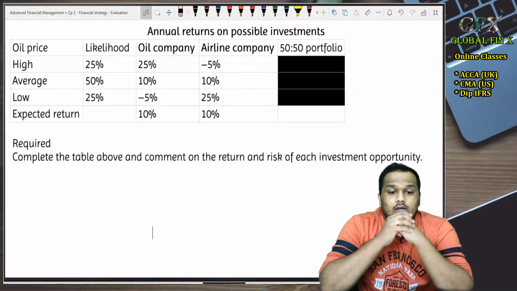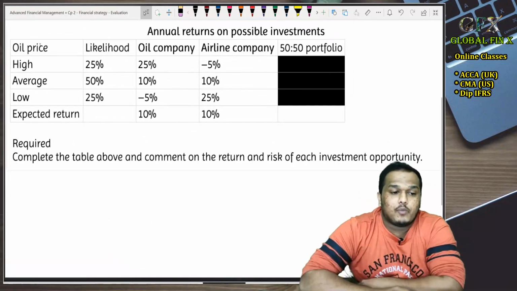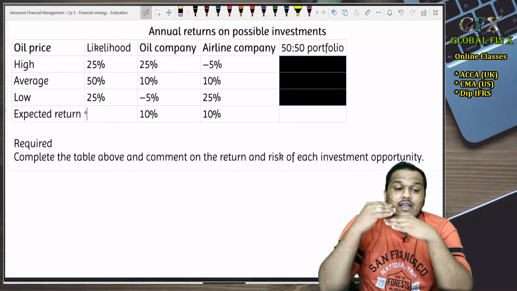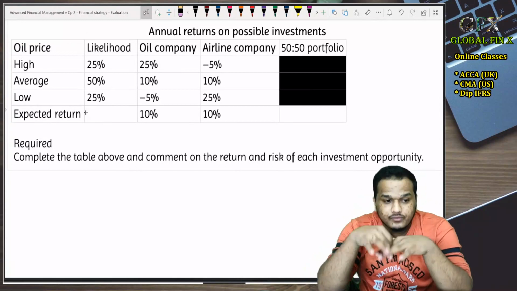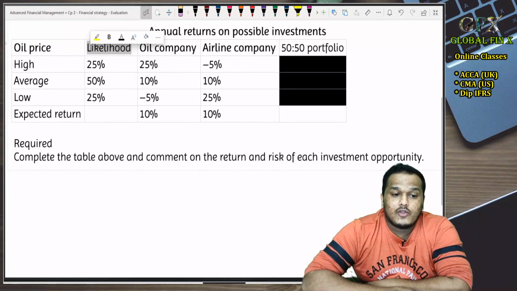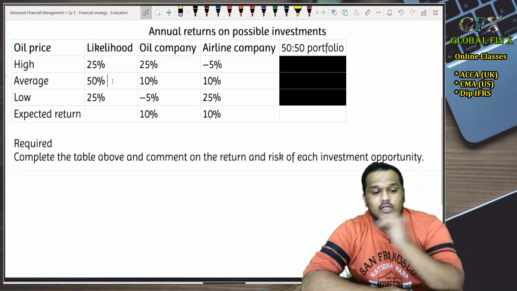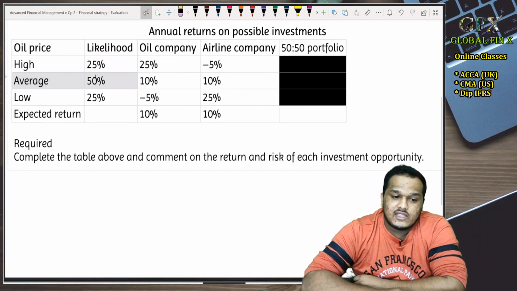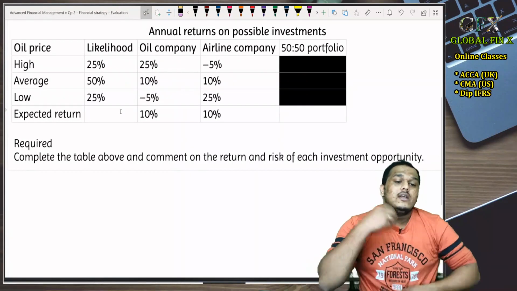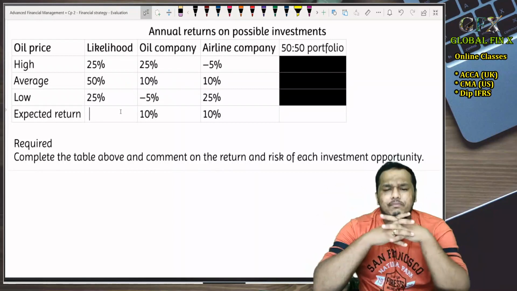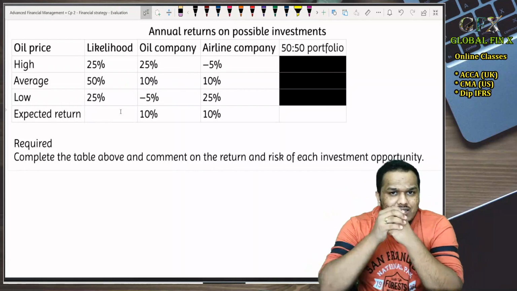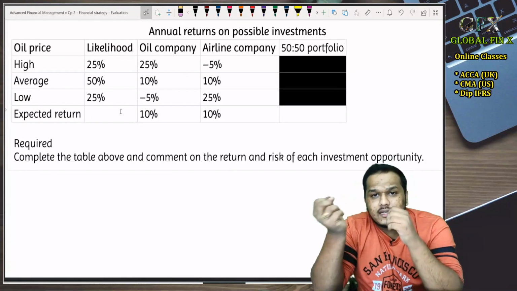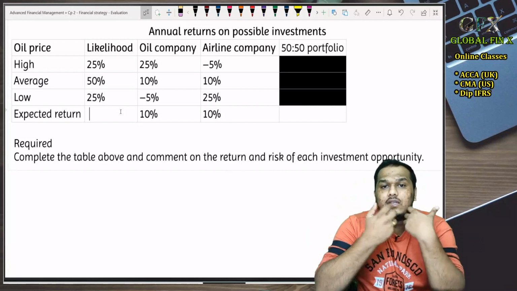We have some capital with us, and what they have given is the possibility of oil prices increasing, staying at an average level, or falling down. The chance for a high level of oil prices is 25%, average level is 50%, and low level of oil prices is 25%. In simple language, there is a 25% chance that the oil prices will increase, 50% chance that they will stay at the average level, and another 25% chance that the oil prices will drop in the market. This is the likelihood, the probability of the given scenario.